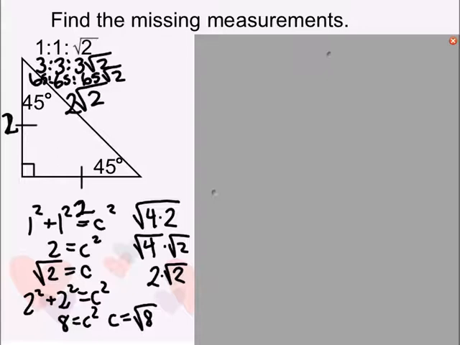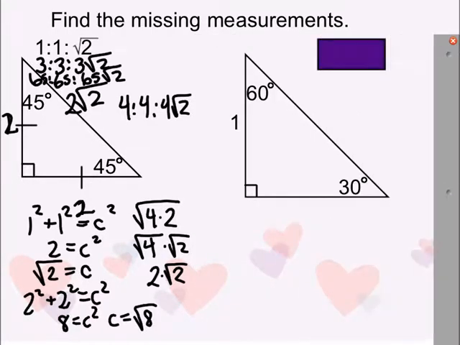Or maybe I only know the hypotenuse, and I know the hypotenuse is 4 root 2. Well, that means that my legs have to be 4 and 4 to keep the ratio consistent. This is our special right triangle for 45, 45, 90 triangles. Our ratio is 1 to 1 to root 2. So when you see this isosceles right triangle, you can use this ratio to simplify things, to make your life a whole lot easier. Now let's look at an example with our 30, 60, 90 triangle.